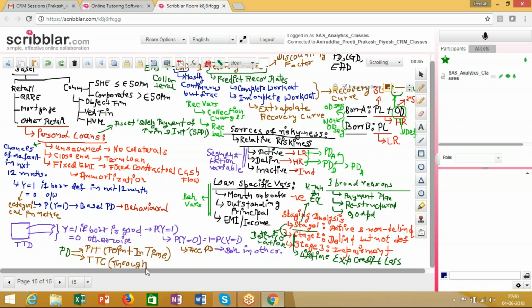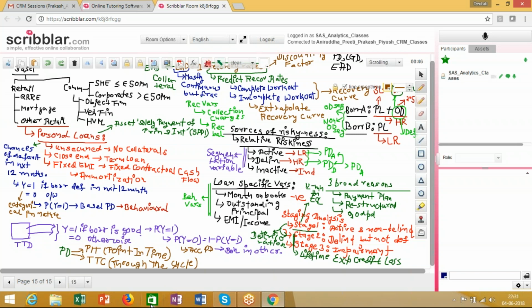So the question that comes out is why do we need these two types of things? Why do we need a point in time PD, and why do I need a through the cycle PD? If I already have a point in time PD, why do I need a through the cycle PD? So what we need to address next is what is this PIT and what is the through the cycle.